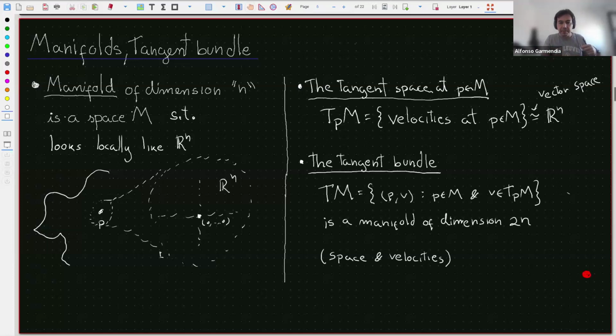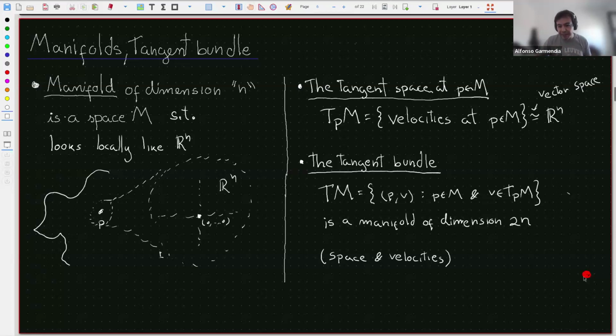And the tangent bundle is the collection of all the tangent spaces for every point. So it would be like a pair of elements, a point and a vector, where the point is inside our space, and v is a velocity at that point. So we have a point and a velocity. And that will be a manifold of dimension 2n, because near P the space will look like Rn, and the possible values of v will also be diffeomorphic to Rn. I'm not sure if at this point there are questions, but if someone wants to hear a little bit more about this, you can ask.